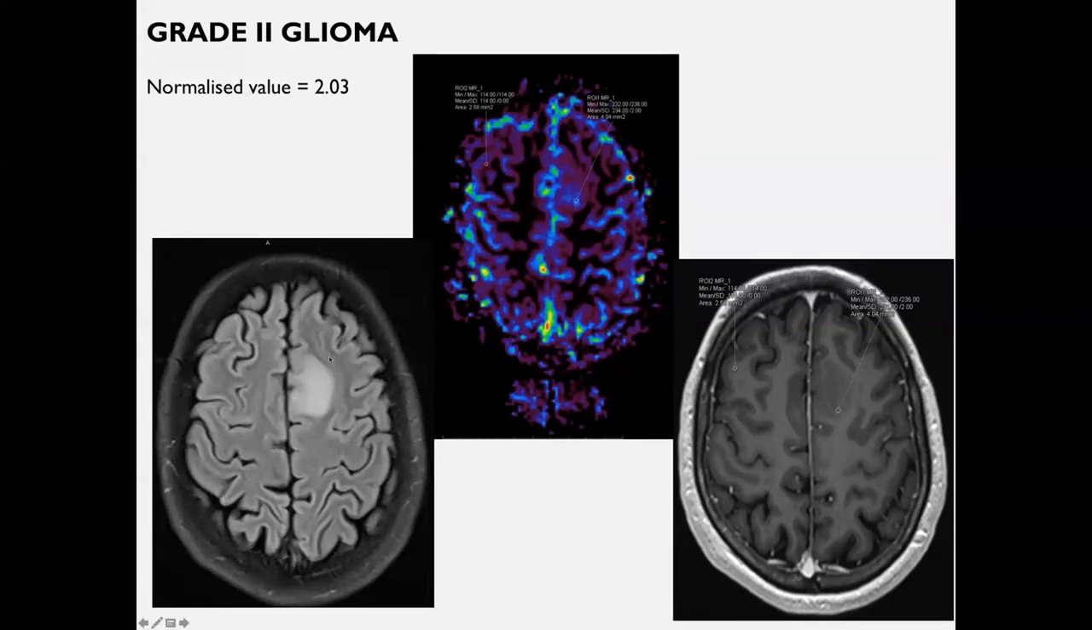This is a FLAIR image showing it nicely. There was not much enhancement to it. I got a value of 234, and in normal gray matter the value was 114. So the value came out to be 2.03. Our experience with grade 2 gliomas is we usually get values around 1.5 to 2.2. So from 1.5 to 2, we get values in grade 2 gliomas. Nothing is absolute, exceptions are always there, but I am just giving you an idea of our experience.